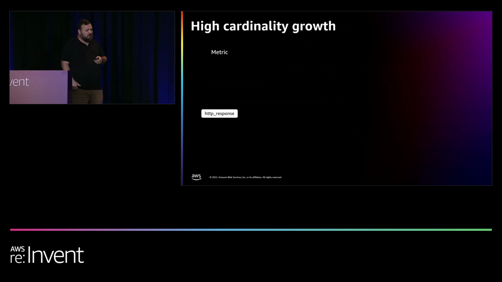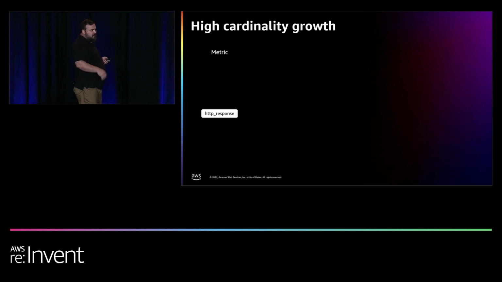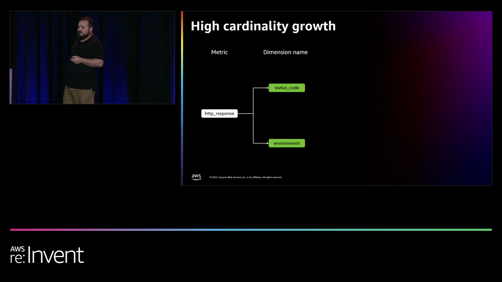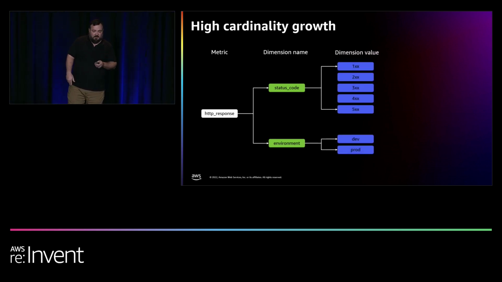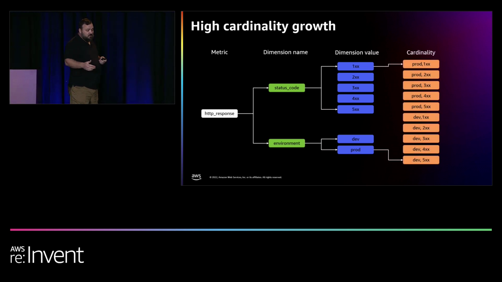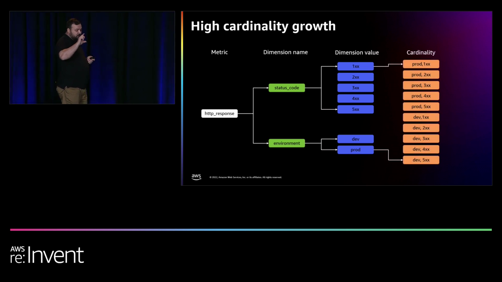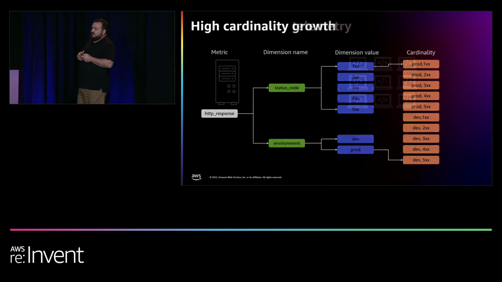So let's take a metric like HTTP response. Maybe this measures latency. So here's a single metric. Let's say we have two dimensions. So we have status code. There's only 5 status codes: 100, 200, 300, 400, 500. And we have environment. So we have dev and prod. The cardinality of this is a lot, just from these two. There's one metric with these two dimensions with a few values. But let's apply this and then scale this out.